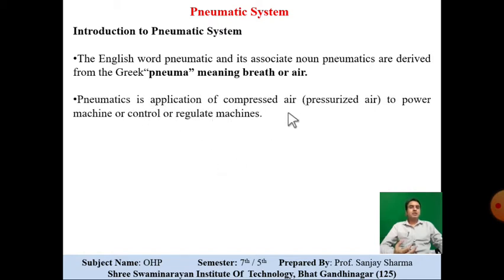Pneumatics is the application of compressed air or pressurized air to power a machine, or to control or regulate a machine. Mainly, what is the application of a pneumatic system? It takes the air from the atmosphere, it pressurizes the air, and that pressurized air is used in order to regulate or operate the machine.